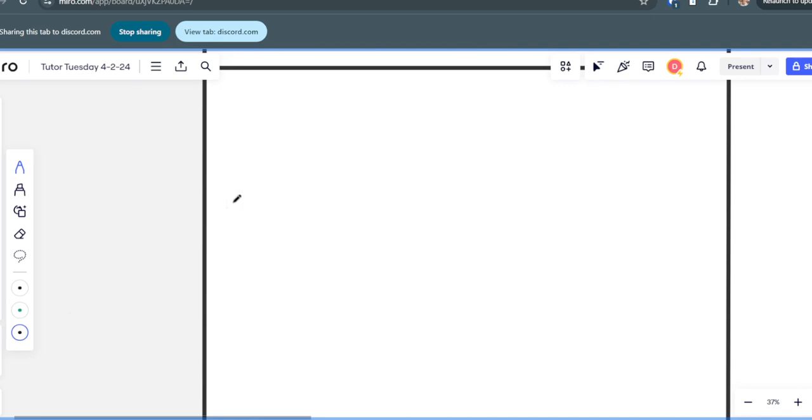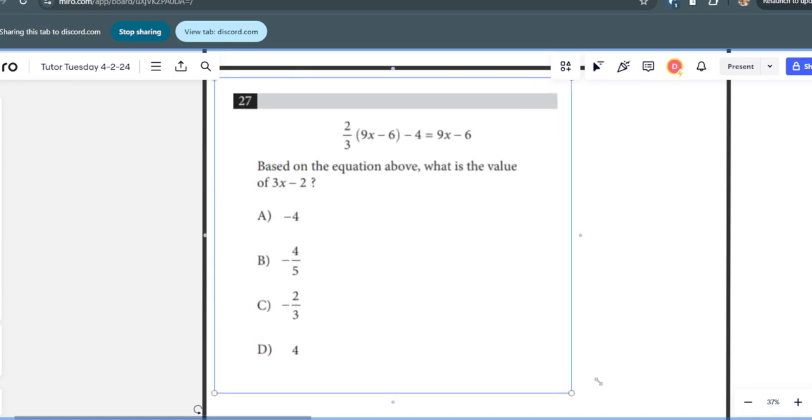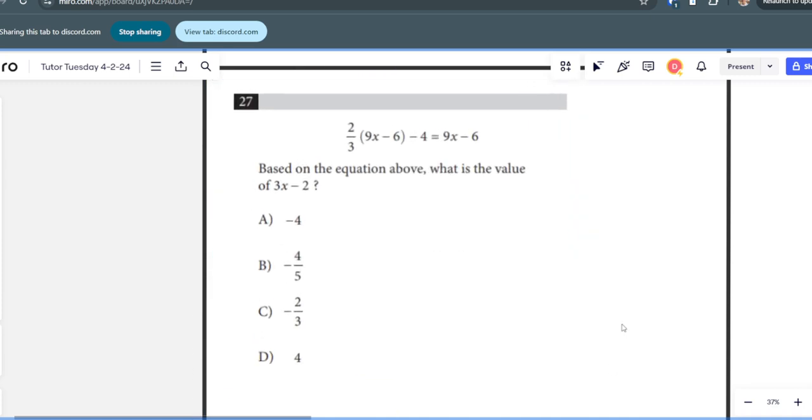You really got me with these math questions. Just keep them coming. Okay. This one says, based on the equation above, what is the value of 3x minus 2? Solve by least common denominator.